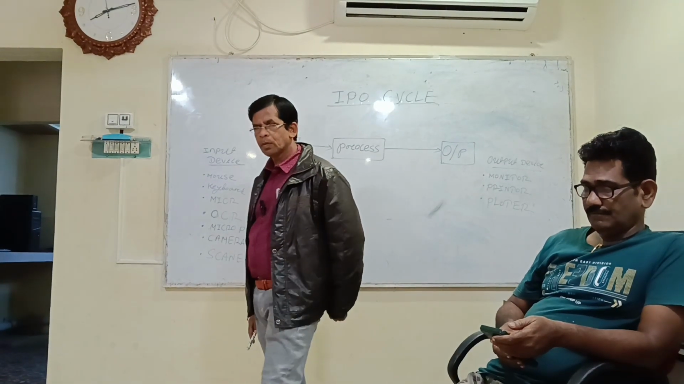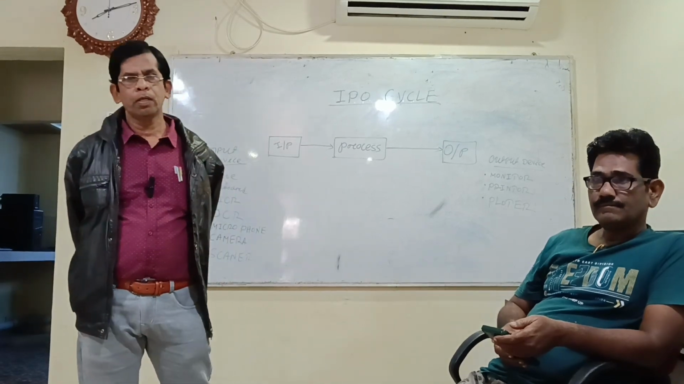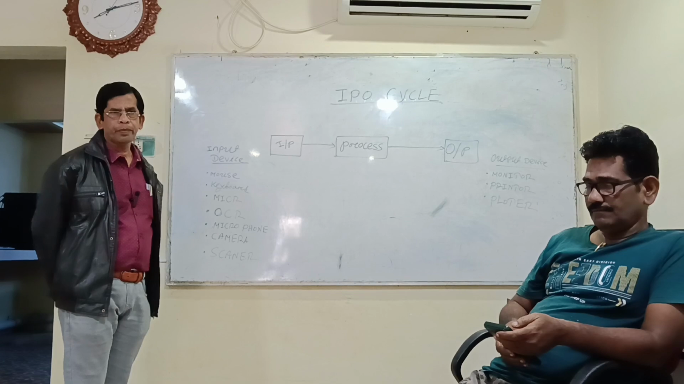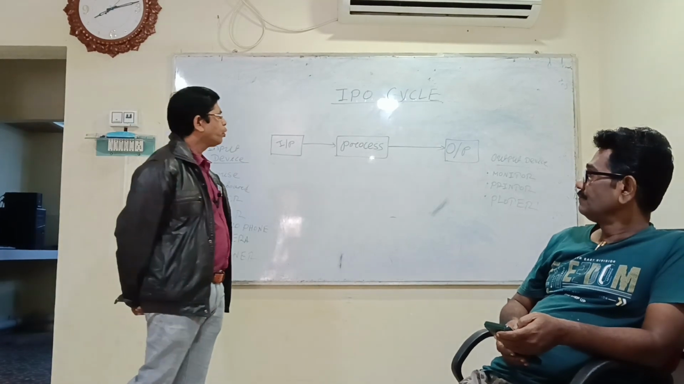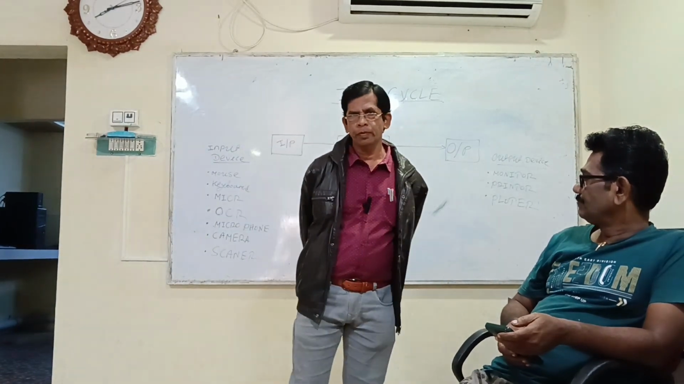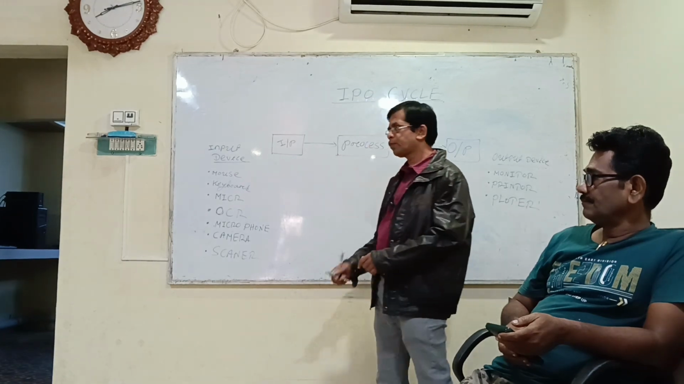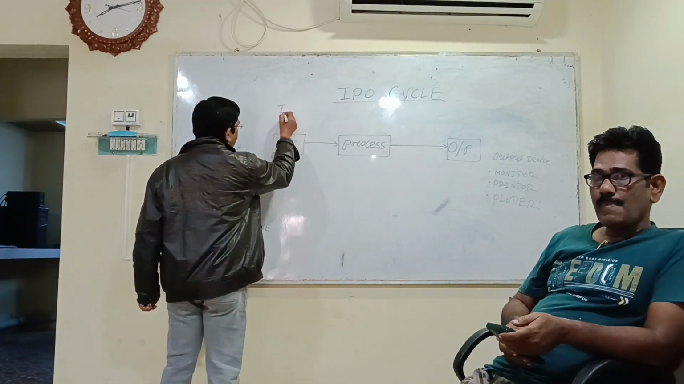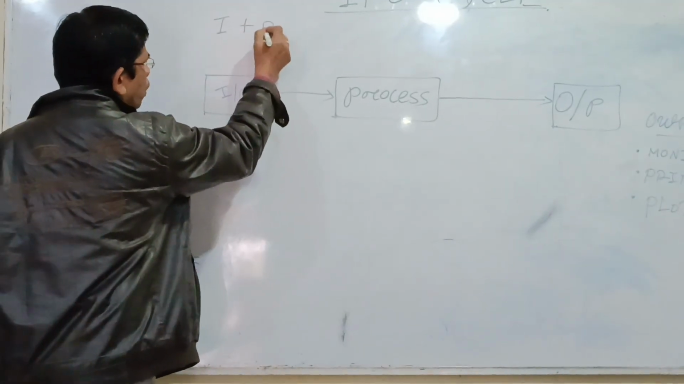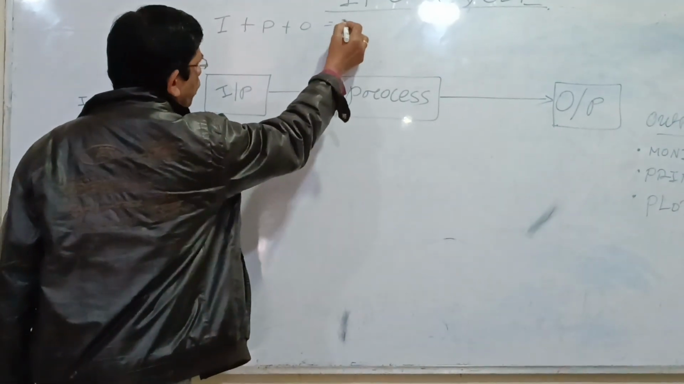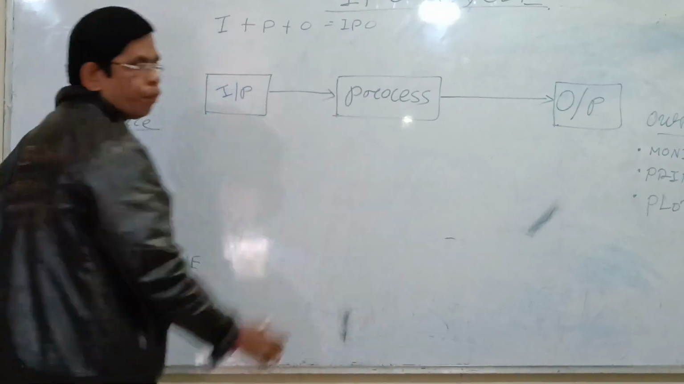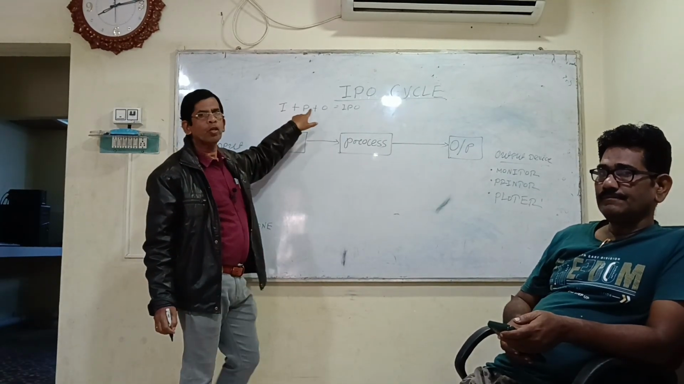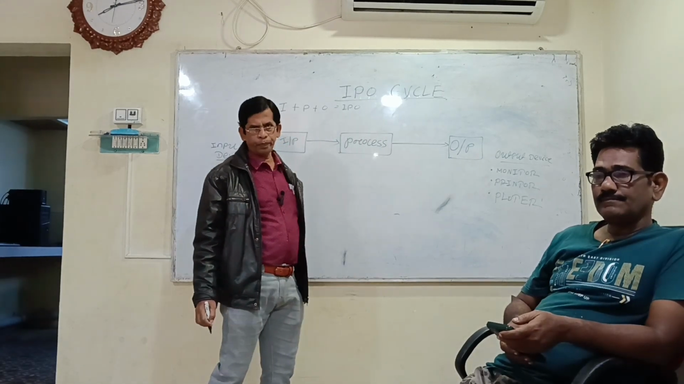Students, today we will have a discussion, and today's topic is the IPO cycle. The IPO cycle system in computers. What is IPO? IPO means the three letters I plus P plus O.